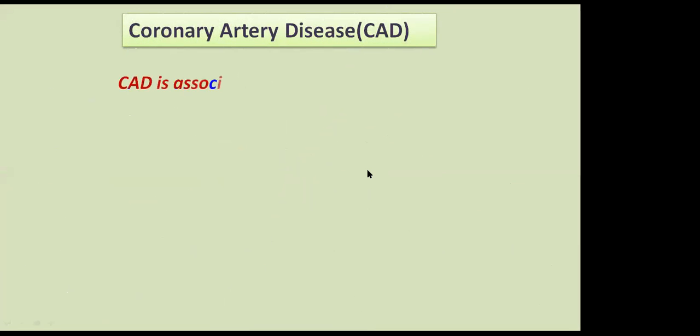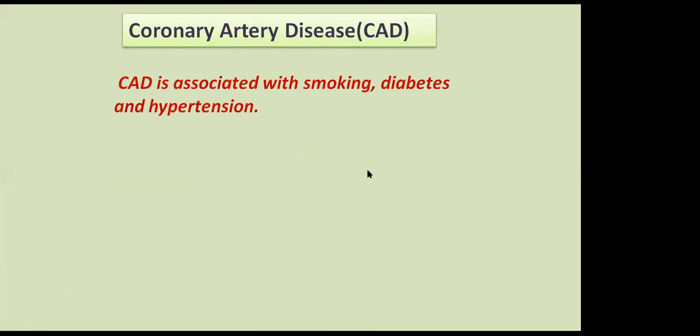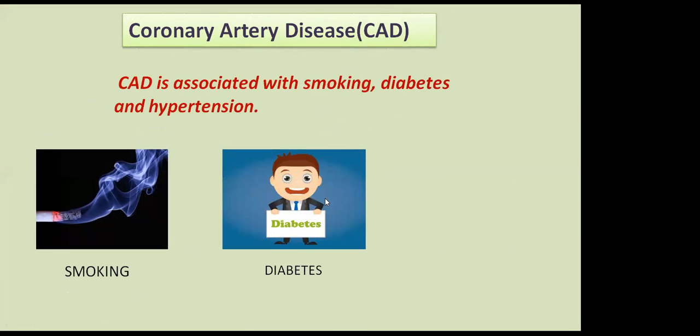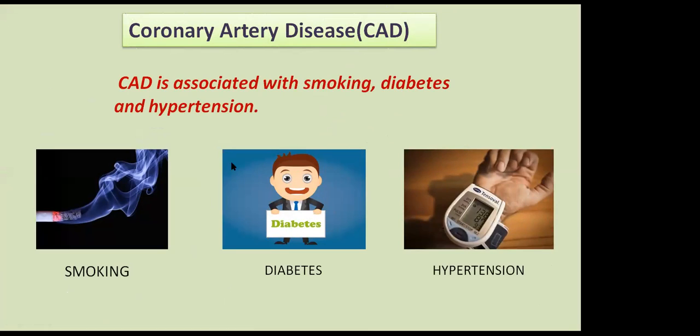Let's move on to the next disorder of the heart. Before going to the next disorder, let's see what CAD is associated with. What are the other causes resulting in CAD? They are smoking, diabetes and hypertension. Coronary artery disease is associated with smoking, diabetes and hypertension.